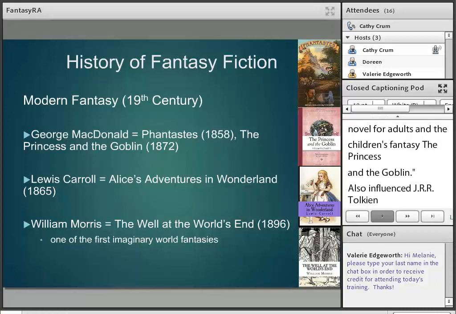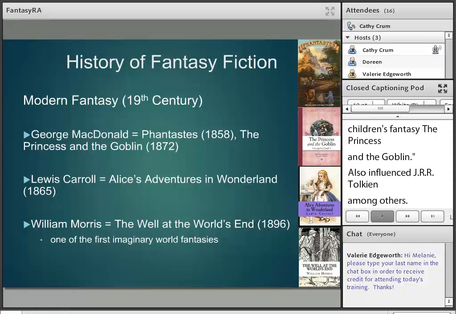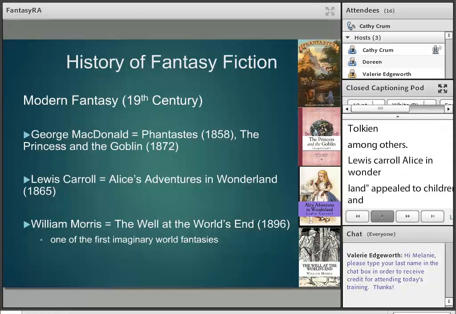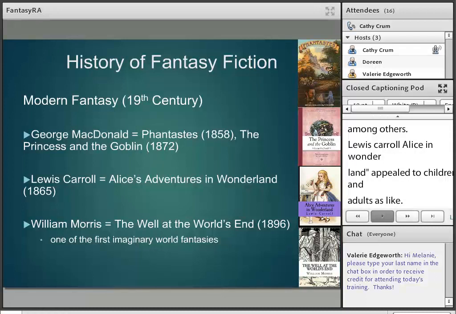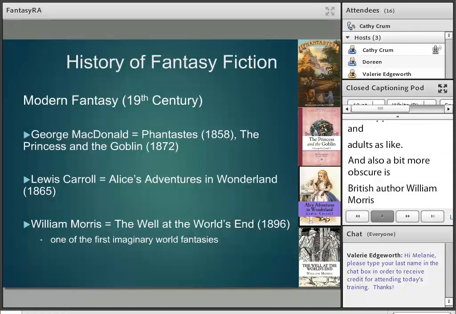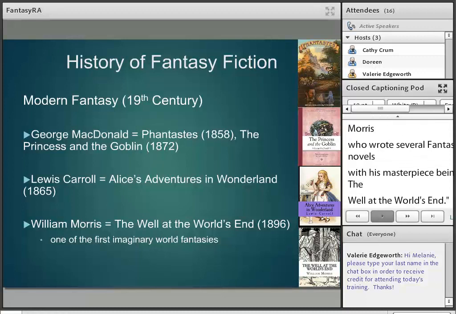Lewis Carroll's Alice's Adventures in Wonderland presented a world of nonsense that appealed to both children and adults alike. That was an early fantasy novel. And then also a bit more obscure is British author William Morris, who wrote several fantasy novels, with his masterpiece being The Well at the World's End, which was one of the first imaginary world fantasies, as opposed to a fantasy that's set in our world.